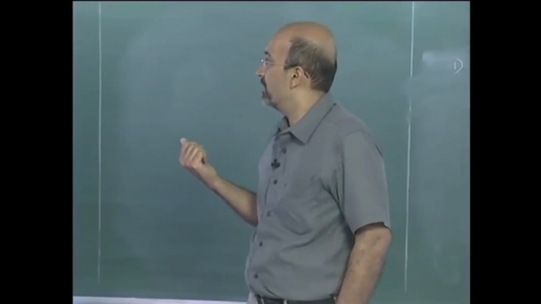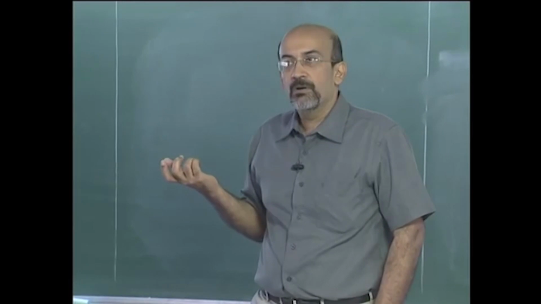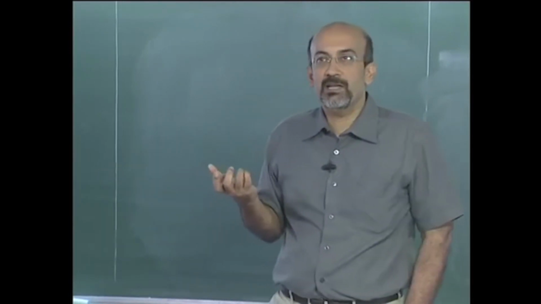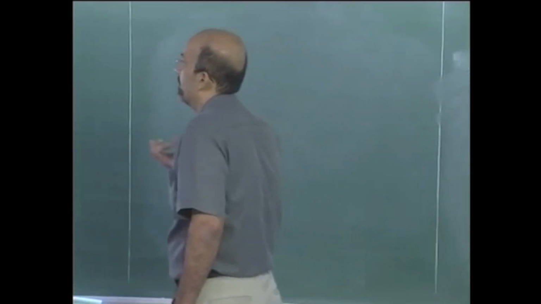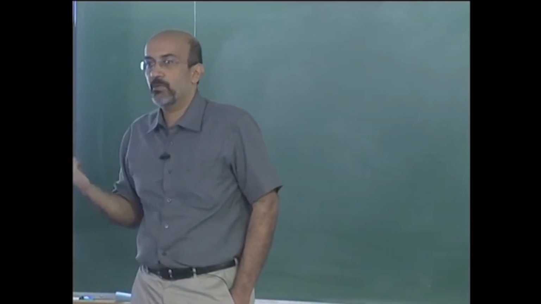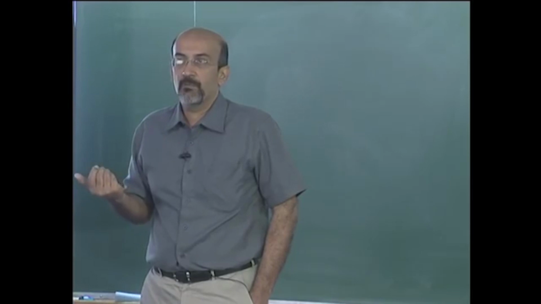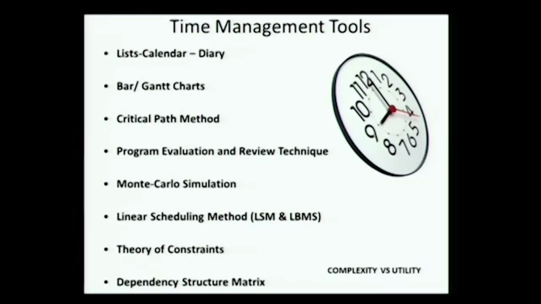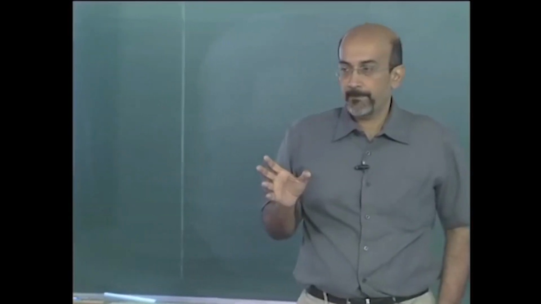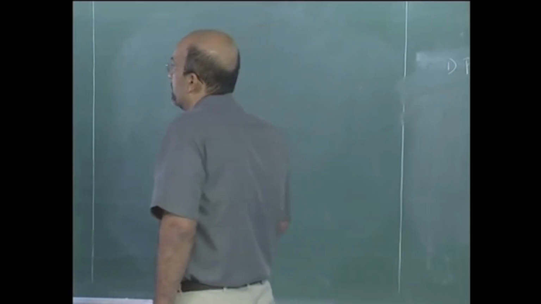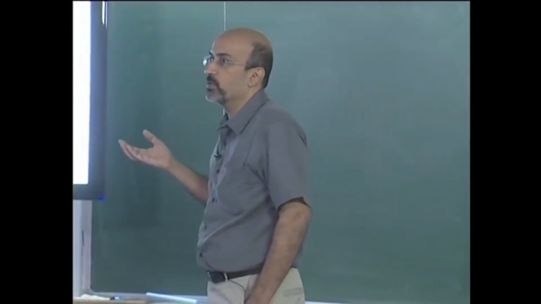Go into critical path method, gets even more involved, a little more detailed than bar chart. Go into something like program evaluation review technique or PERT. Now you are getting a little probabilistic. Monte Carlo simulation, again probabilistic and representing uncertainty. Linear scheduling method or location based management system. Now you are bringing in a slightly different view to scheduling. Theory of constraints, a dependency structure matrix, the list goes on. The challenge again here: which tool do I use for which job?